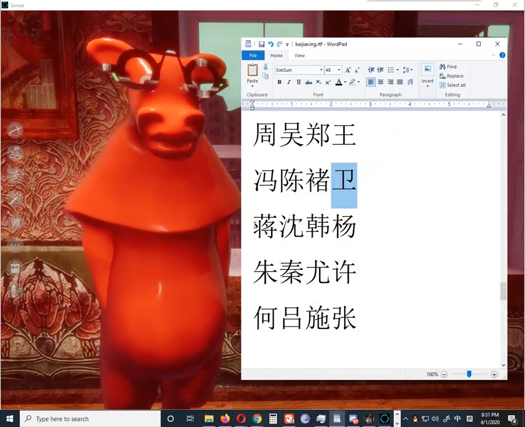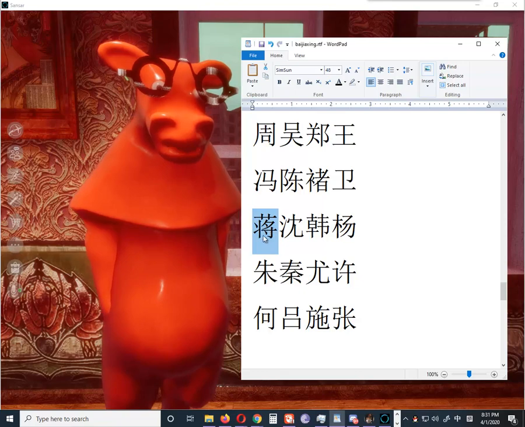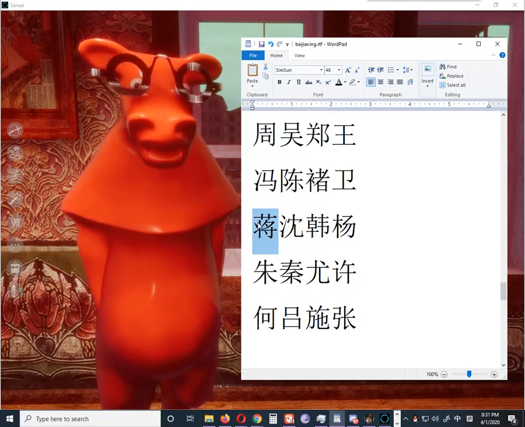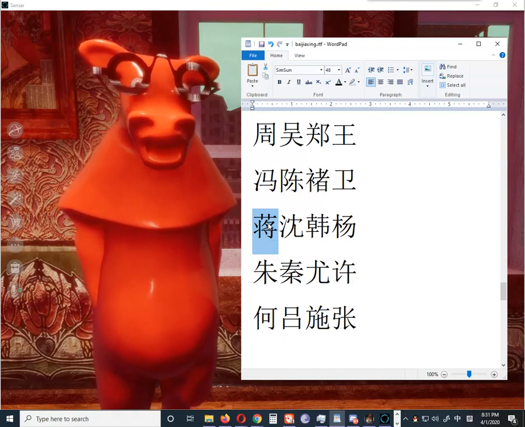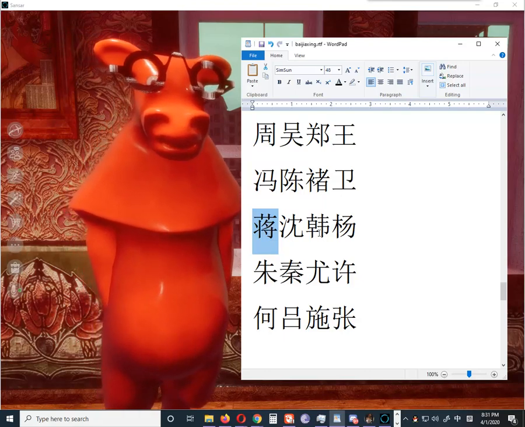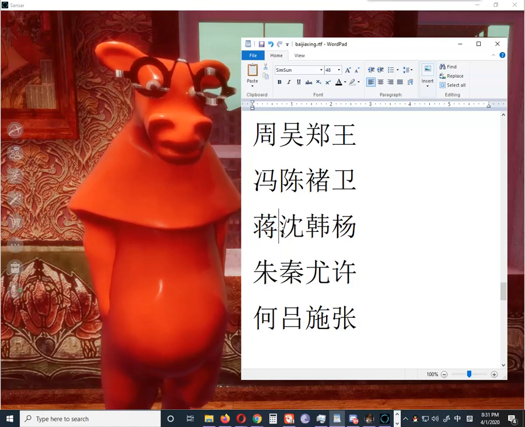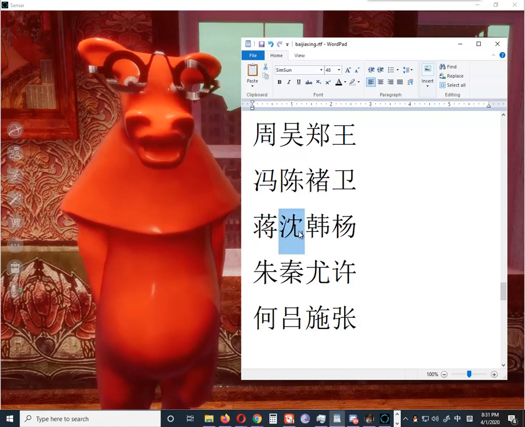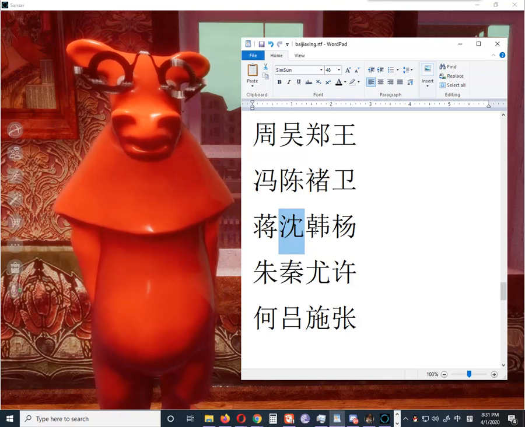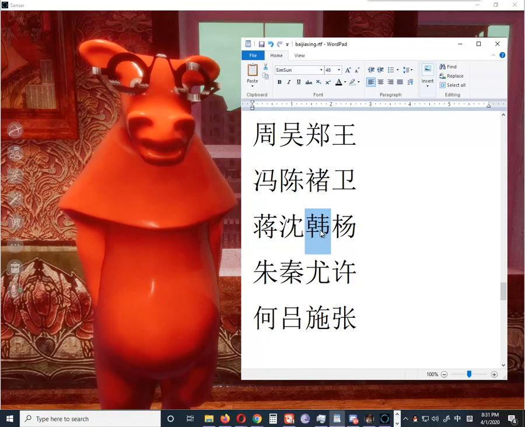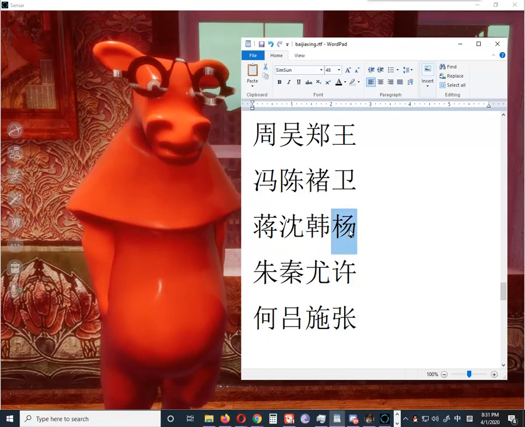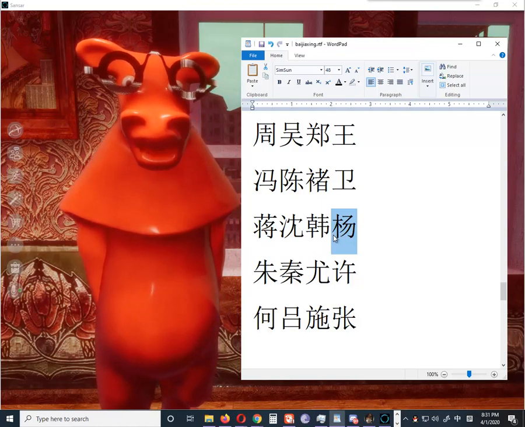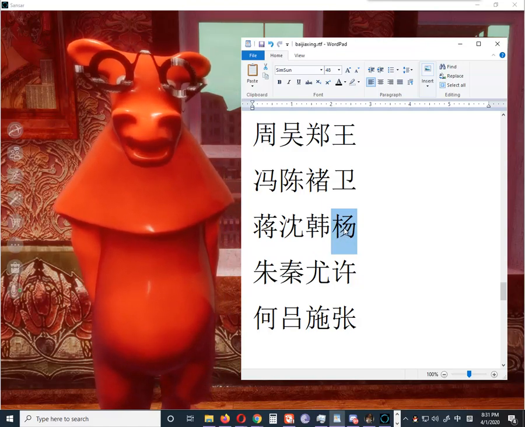Okay, so now we go to this name. Does anybody remember this one? What tone is it? It's the 3rd tone. Jiang. And what about this one? 3rd tone. Shan. This one? Can you remember the tone? 2nd tone. Han. And this one? 2nd tone, yang.